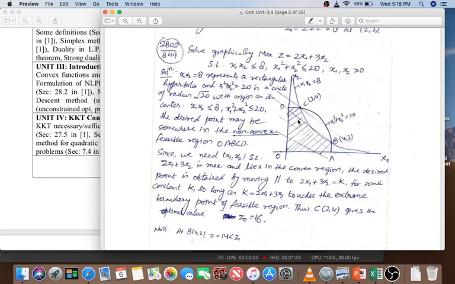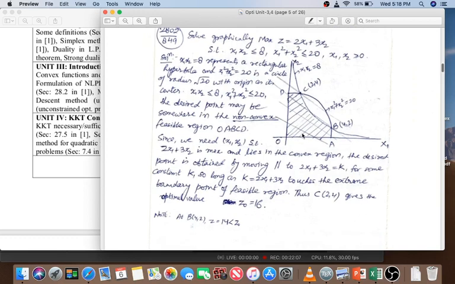And here you can see this feasible region is not convex, as I told you that the feasible region in NLPP may not be convex. If you take one point here, one point here, and join them, the line segment will come outside, not inside. So this shaded region is a non-convex region. I wrote by mistake that it is convex; it is non-convex.